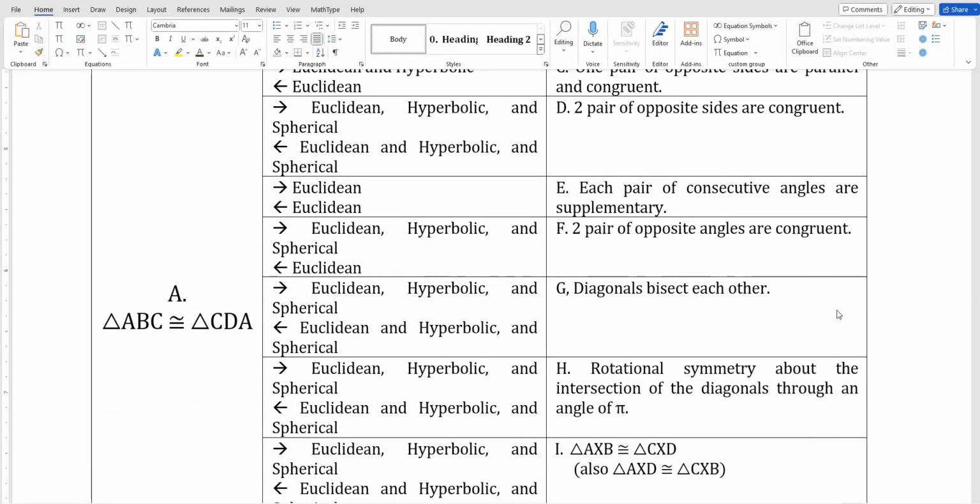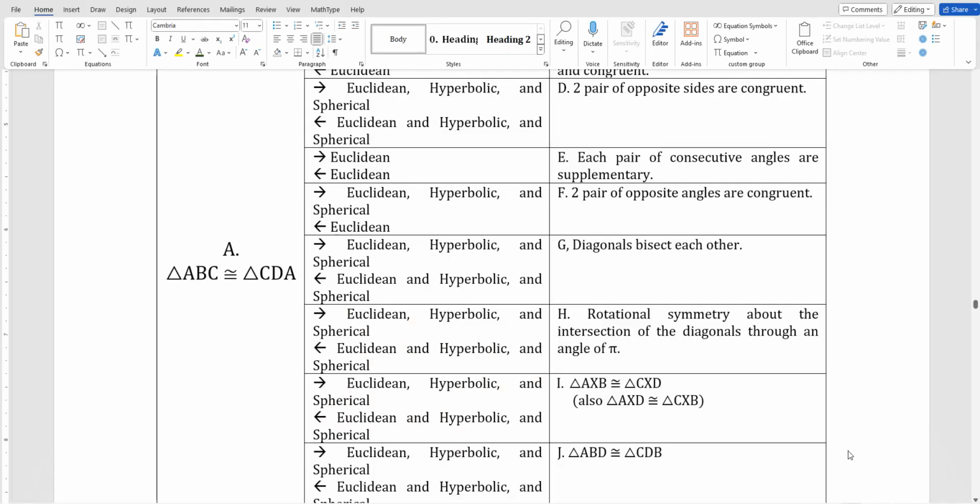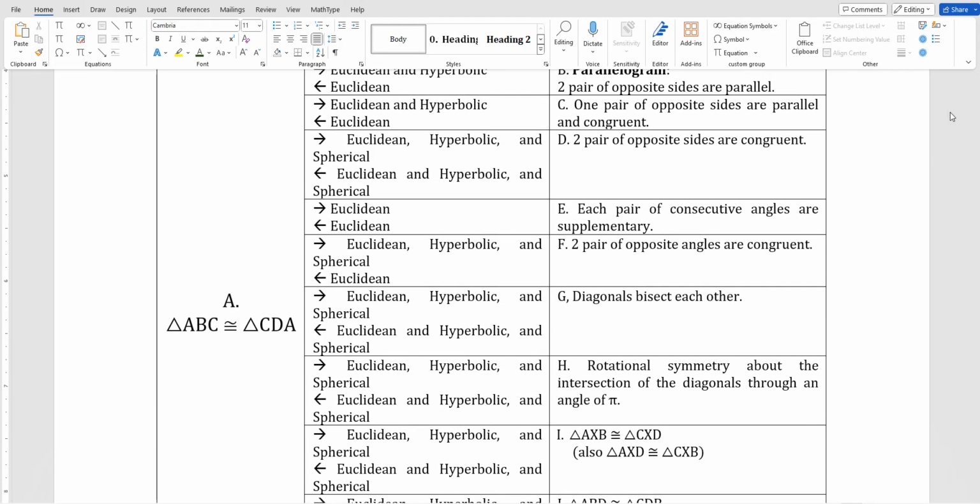Let's see here. Make this a little smaller. Almost see the whole table here.